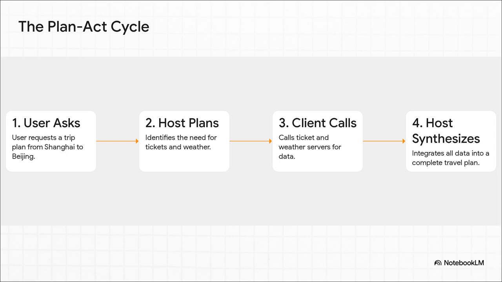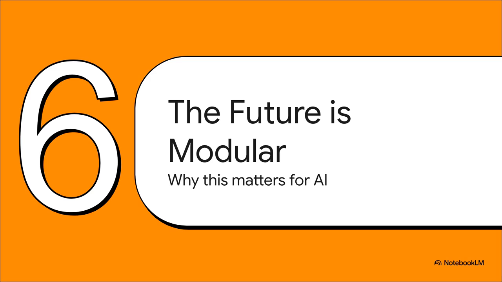Then it acts. It uses one client to call a ticket server to search for trains and a completely separate client to call a weather server for the forecast. Finally, the host gathers all that info, puts it all together, and presents you with one complete travel plan. See how that works? And that little trip planner example really shows why this modular approach is so incredibly powerful. It gives us a real glimpse into what this means for the future of AI applications.